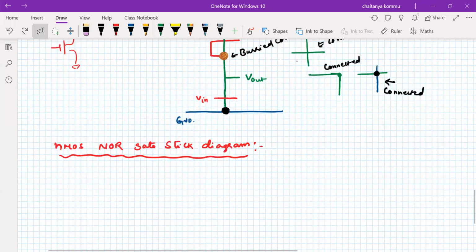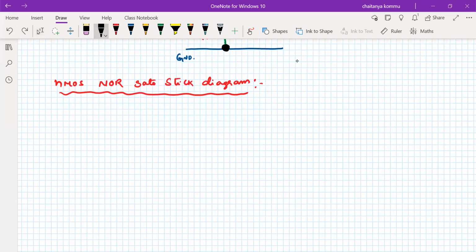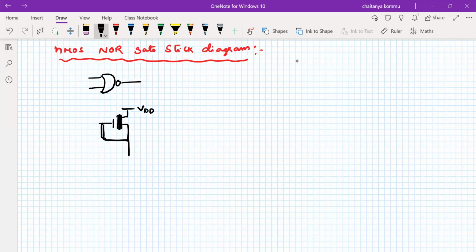For a different way, I want to write it for this one. What is the logical representation of the NOR gate? What is the circuit symbol for the NOR gate? This is the VDD. NOR means, as we have seen in the previous class, 2 NMOS transistors are connected in parallel. This pull down is connected to ground. This is called Vout. Let me call this A and this B.